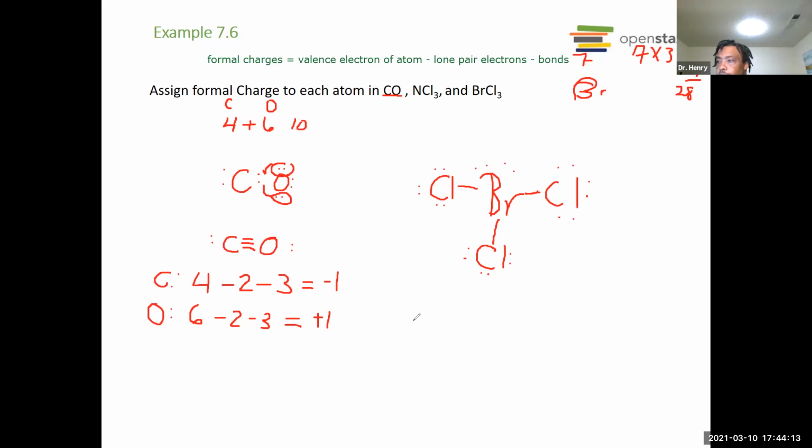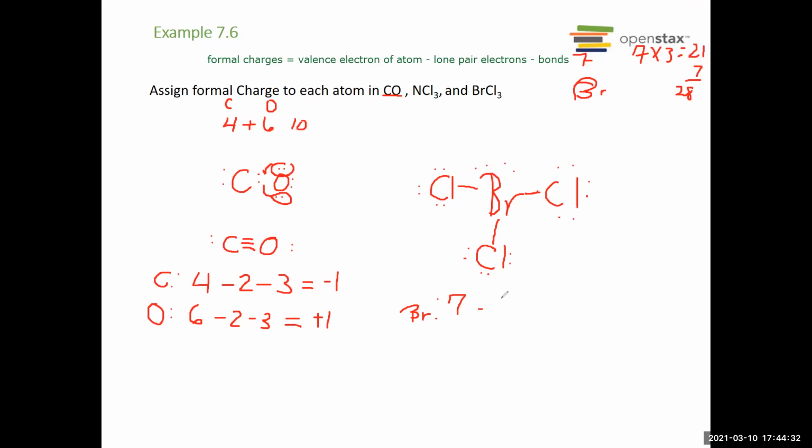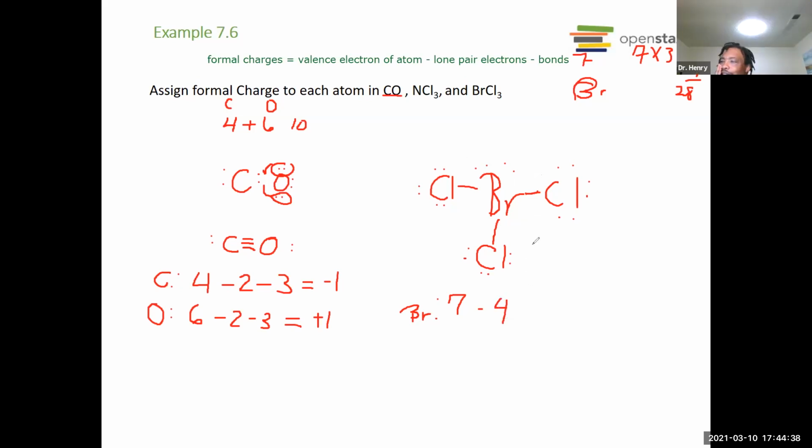So if we do the formal charge for Br, it has 7 valence electrons. How many lone pairs? 4. 4 lone pairs. And then how many bonds?